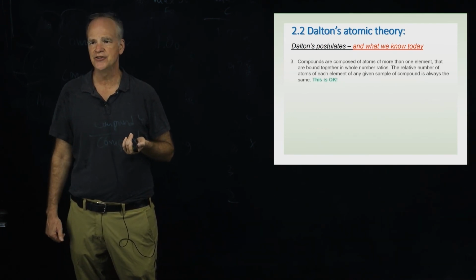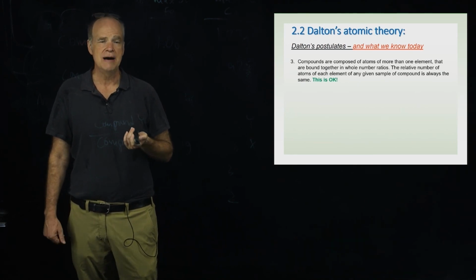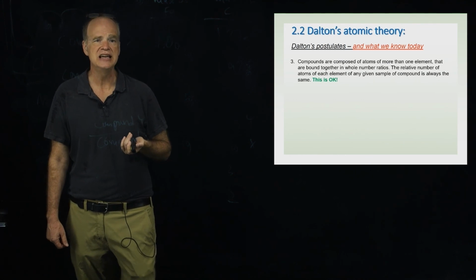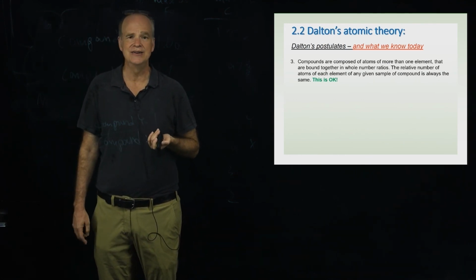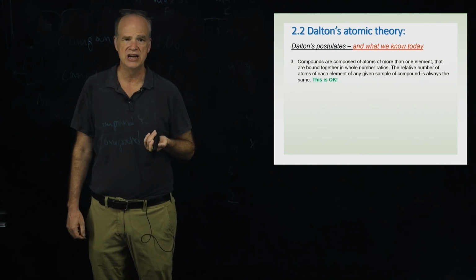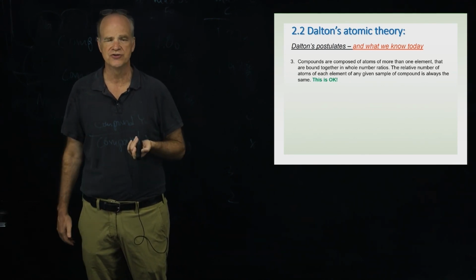And so the next postulate he made was about the composition of compounds, and he suggested that compounds arise when elements bind in simple whole number ratios, and that is for the most part true.